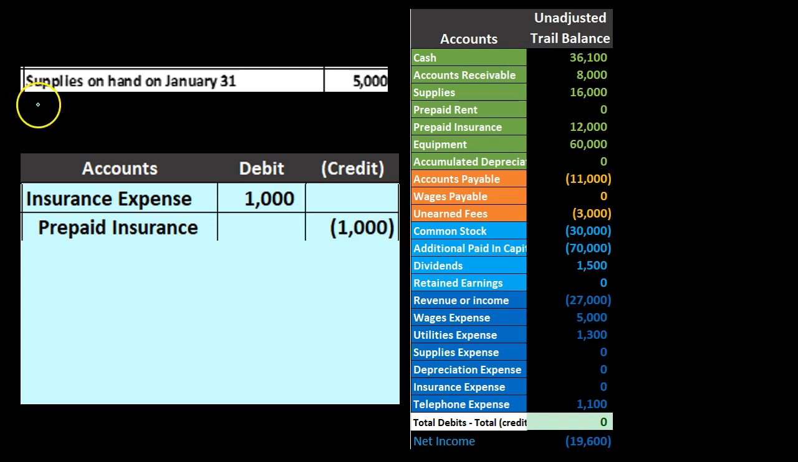Now we have here the information: supplies on hand as of the end of the month is 5,000. All I want to know right now is it's an adjusting journal entry related to supplies, and try to use the adjusting journal entry thought process to think through which accounts are affected. We know it's not going to be cash because it's an adjusting journal entry and cash isn't involved. We know we're going to have one account that's going to be a balance sheet account, or more specifically, an asset or liability account. So if we look through these for something related to supplies, we see supplies.